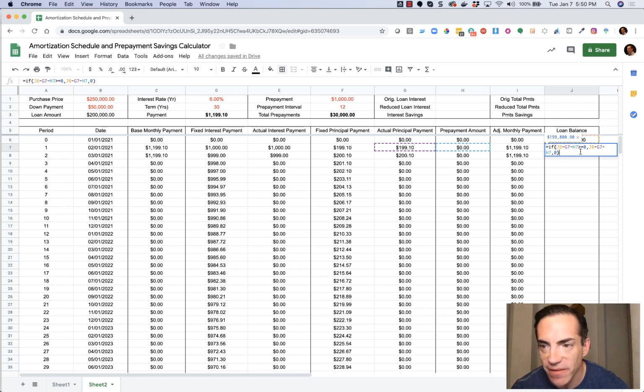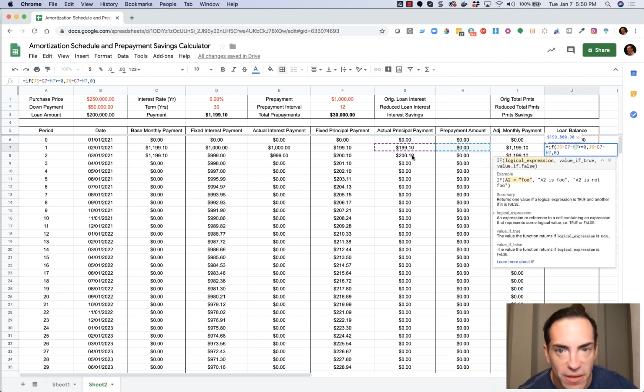and basically saying, okay, so let's look at this. If J6, which is the previous month, minus the actual amount of principal minus the prepayment, if that is greater than or equal to 0, then bother to display the number. Bother to display an updated loan balance.